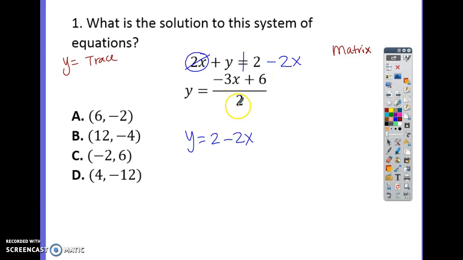The thing about this one is, if you put it in wrong, you're going to get the wrong answer. So they're saying that the whole top is divided by 2. So the whole top needs to be in parentheses and then divided by 2. Okay, so we would put both of those in the calculator. Y equals. So go ahead and start typing it.